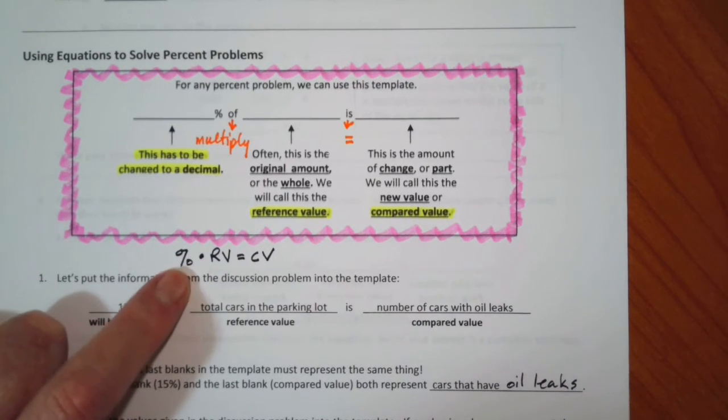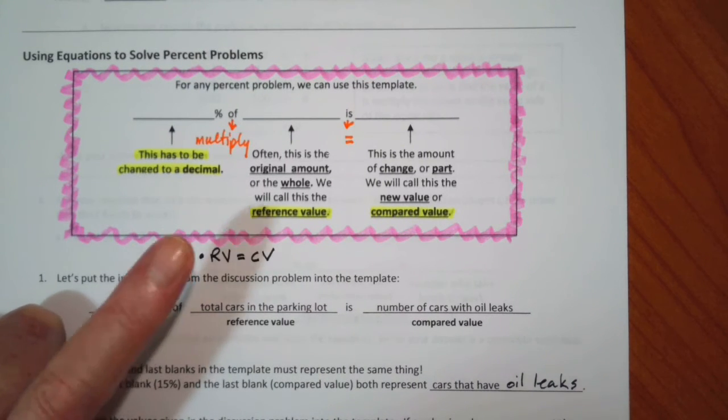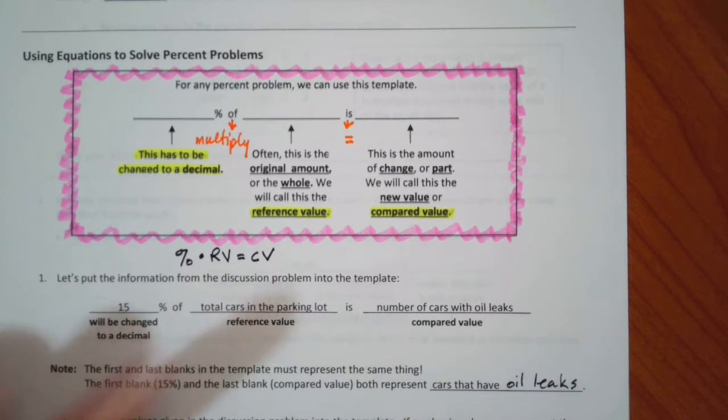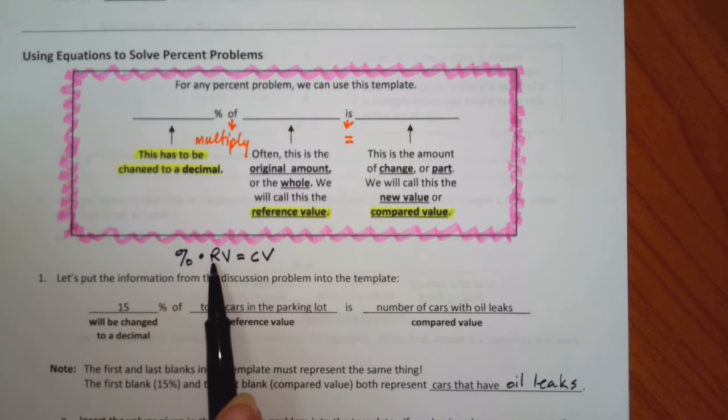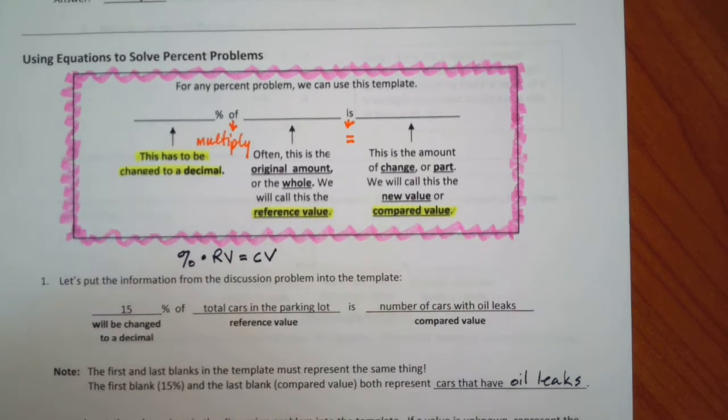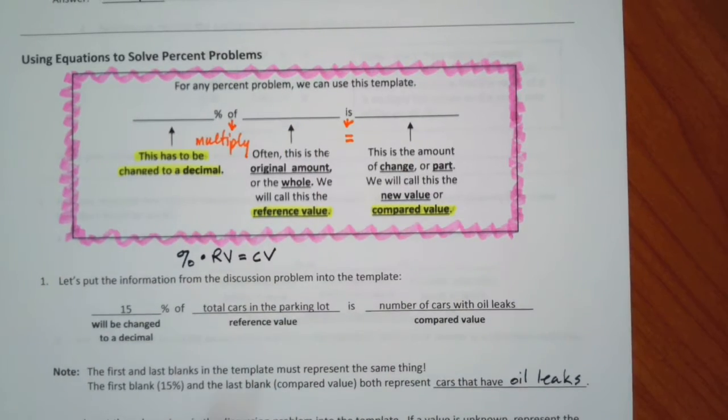Now, in an equation, I've got three things here. I've got a percent, a reference value, and a compared value. If you want to solve any kind of equation, if I give you three things, I have to give you two out of the three. Otherwise, you don't know how to solve it. There is no unique solution. So I'm either going to give you the percent and the reference value, the percent and the compared value, or the reference value and the compared value. And whatever is left over, one of these blanks is going to have a variable in it, and of course we always use that as an X.